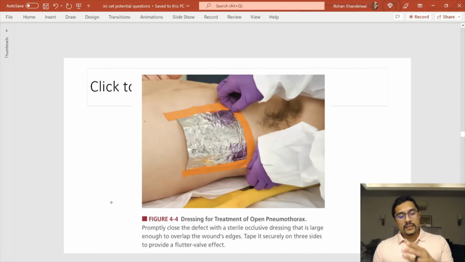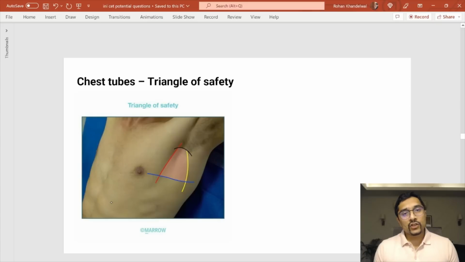We tape it on 3 sides whenever we are dealing with an open pneumothorax. Chest tubes are inserted in tension pneumothorax, that is the definitive management, and it is inserted in the triangle of safety, the boundaries of which you should know for the exam.